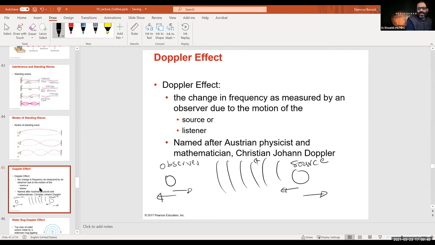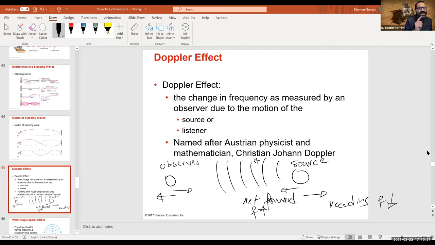So the phenomenon of this Doppler effect is the following, basically. If the net motion is an approach or forward between the source and the observer, the frequency is going to go higher, higher pitch for sound. You can tell just by listening to an emergency vehicle, an ambulance or whatever. If the net motion is receding, the frequency perceived is going to be lower. It's perceived, it's not real.